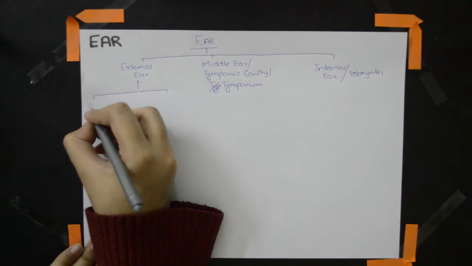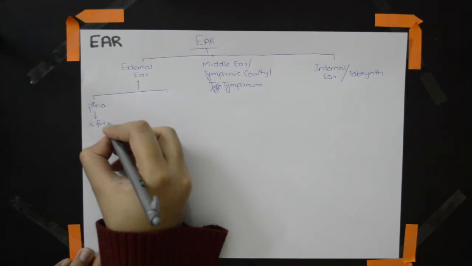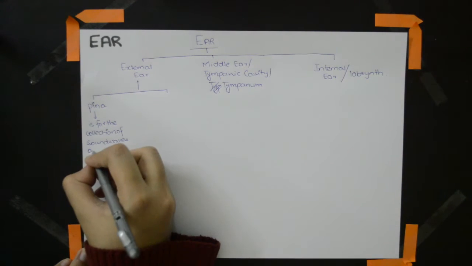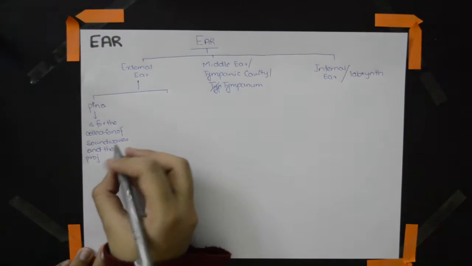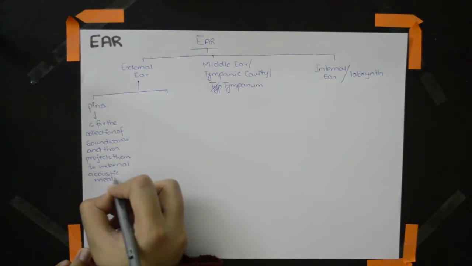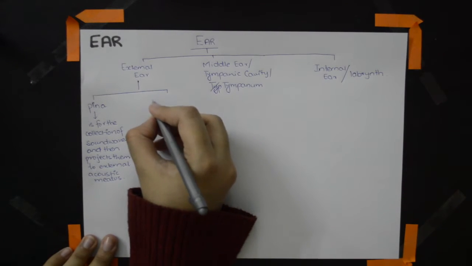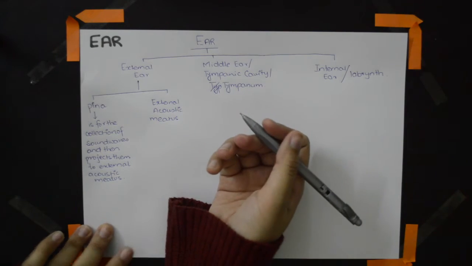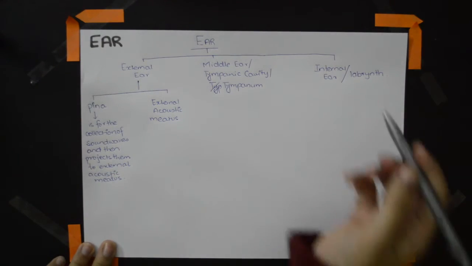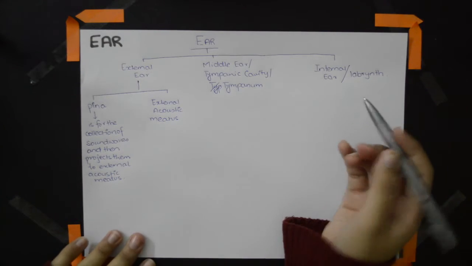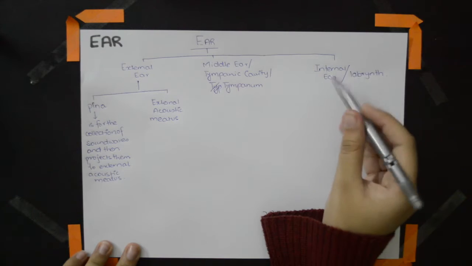One part is called pinna, as we know. It is for the collection of sound waves, and it then projects them to external acoustic meatus. And the next part is the external acoustic meatus. Then there is the middle ear and the tympanic cavity and the tympanum, as we call it. Now it's the simple part. Now about the innermost part, that is the internal ear.